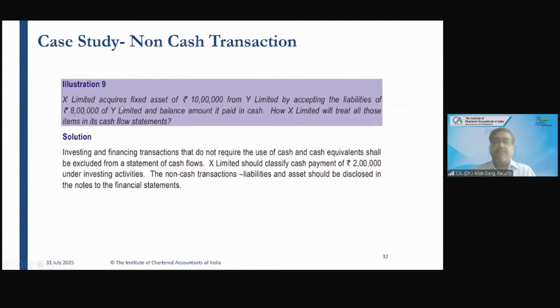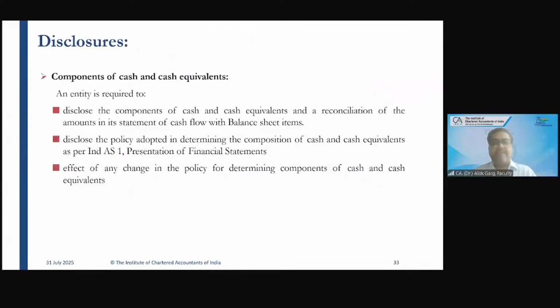Yes, because X Limited has paid only 2 lakh rupees, and the remaining 8 lakh rupees, X Limited has accepted as some liability of Y Limited. So X Limited told Y Limited that you need to pay your creditor 8 lakh rupees, so I will pay your creditor in the future, not to worry, right? So he has assumed the liability and paid 2 lakh rupees cash. So only 2 lakh rupees has to be shown in the investing activity.